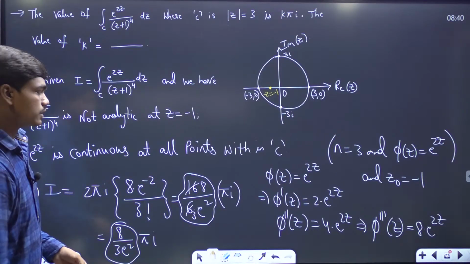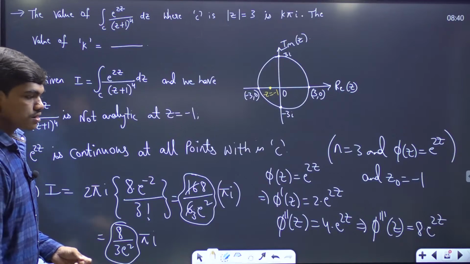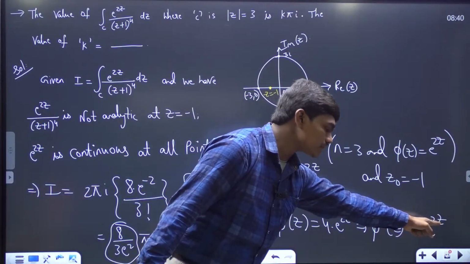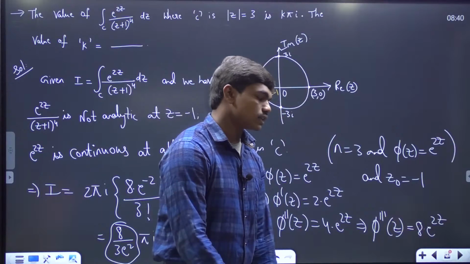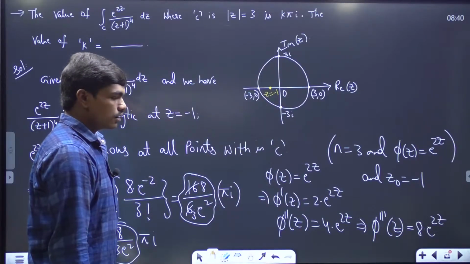Third derivative is minus 8. How come minus 8? 8 into e power 2z. See, you need to put z is equal to minus 1 here, but not here. Okay, please don't overlook the things. Please pay enough attention. Okay, Nagsai.